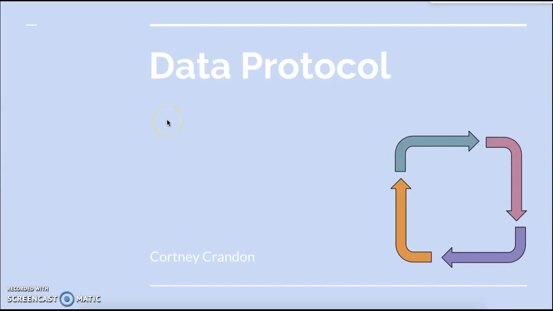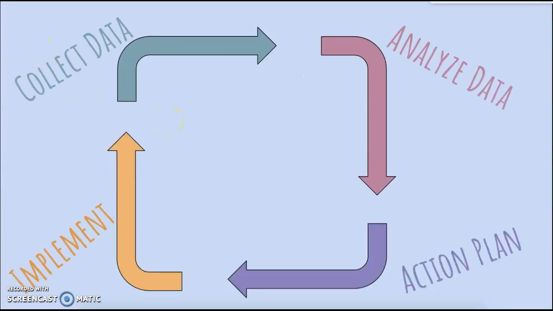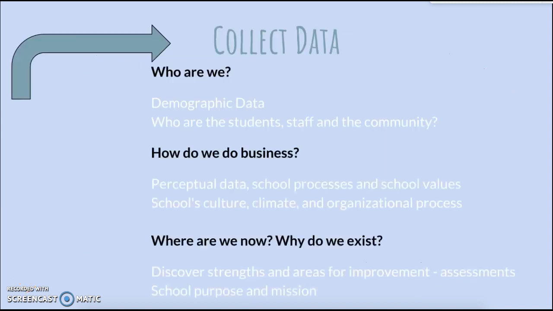Data protocol. When looking at our data protocol, we have 4 steps. The first step would be to collect data, then to analyze the data, next create an action plan, and the last step is to implement. Every time we look at the data, we start the cycle over and use all 4 steps.